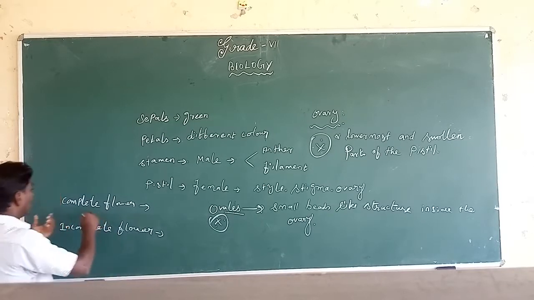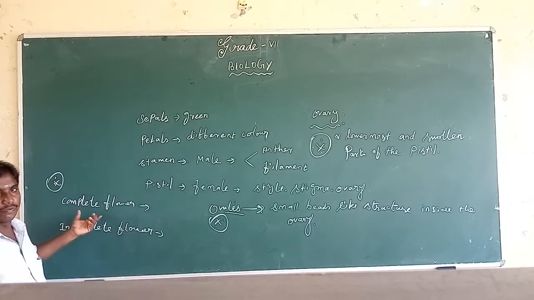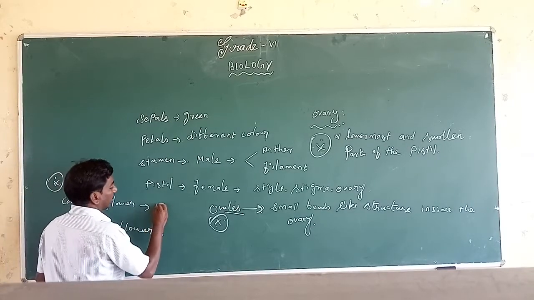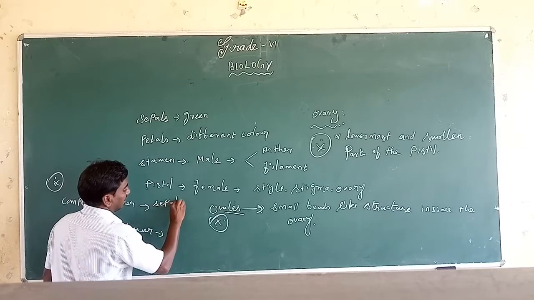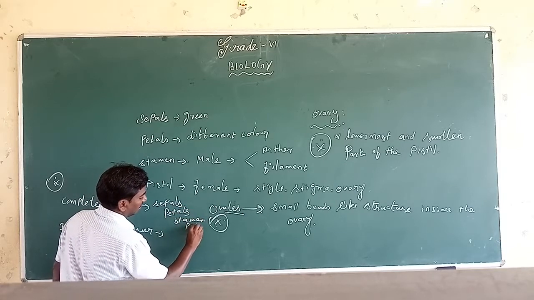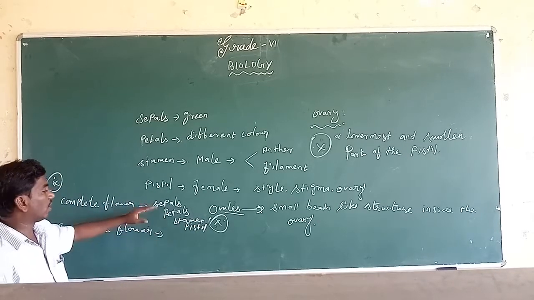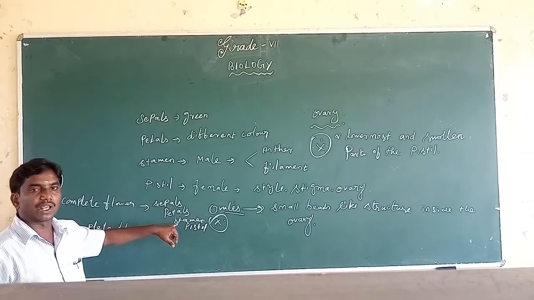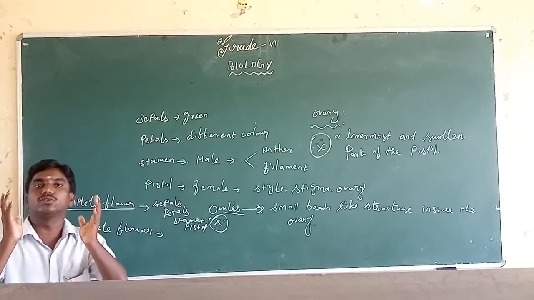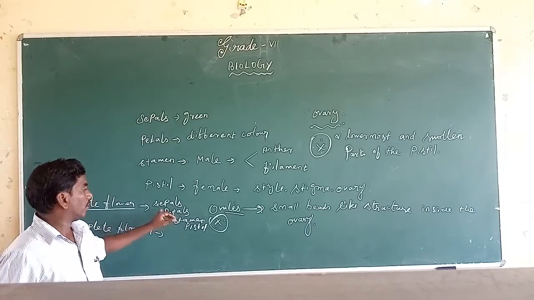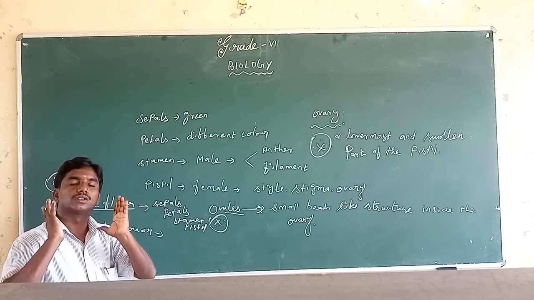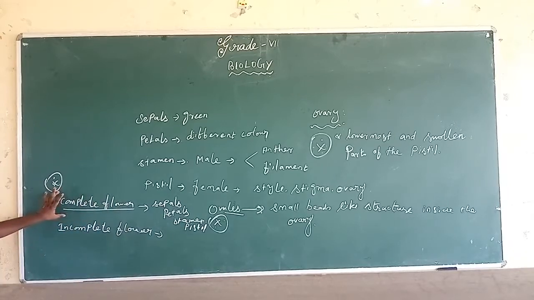You know, there is one more question. The complete flower means the flower having all parts: sepals, petals, stamens and pistil. The flower having all parts, like sepals, petals, stamens and pistil, is known as the complete flower. So that means the flower looks complete, with sepals, petals, stamens and pistil. I understand. So that is a complete flower.